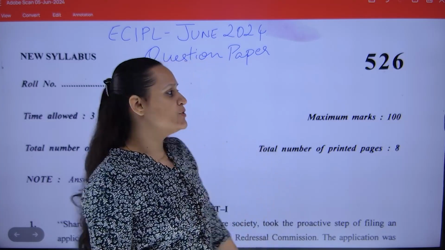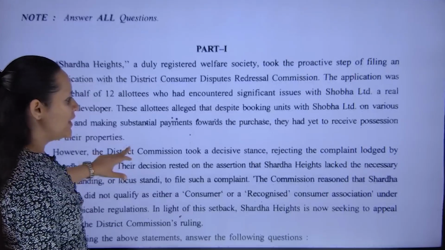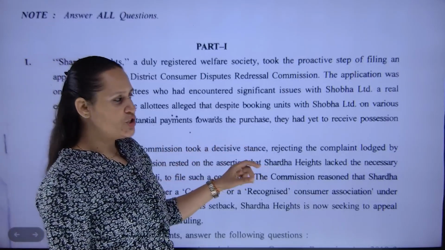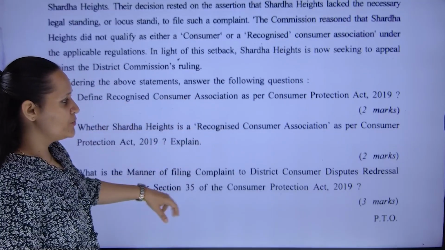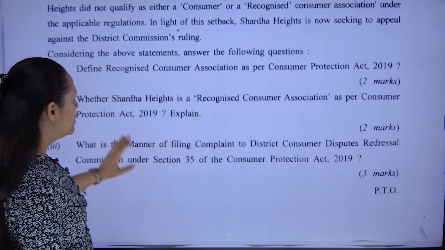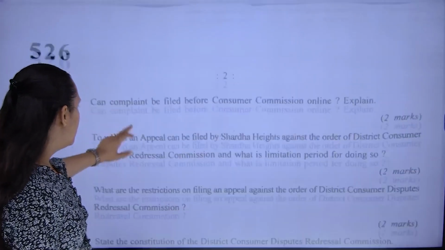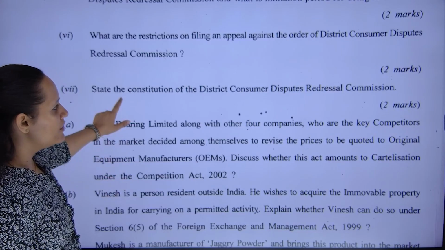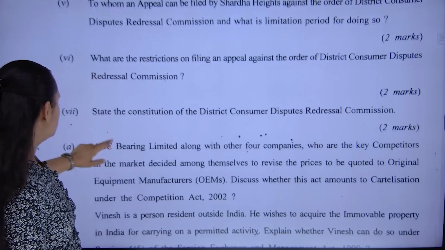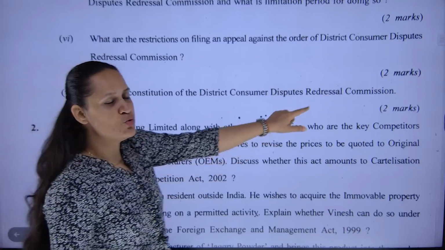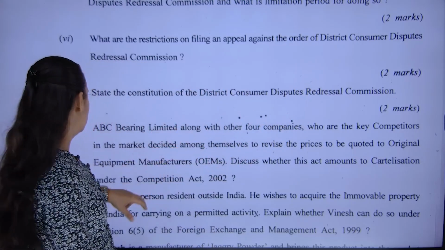Let's quickly glance through the question paper to see what they have asked. The first one is the long practical oriented question, on the basis of which they ask you questions. Each of these questions carries 2 or 3 marks, on the basis of the Consumer Protection Act. Then you have all the questions on the basis of the long paragraph. You have 7 sub questions which carry 2 marks each. So it is very quick and easy to answer these types of questions.